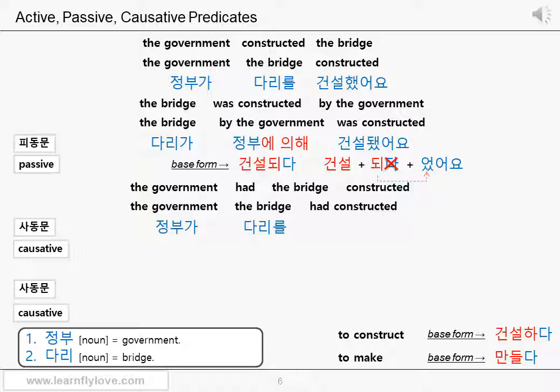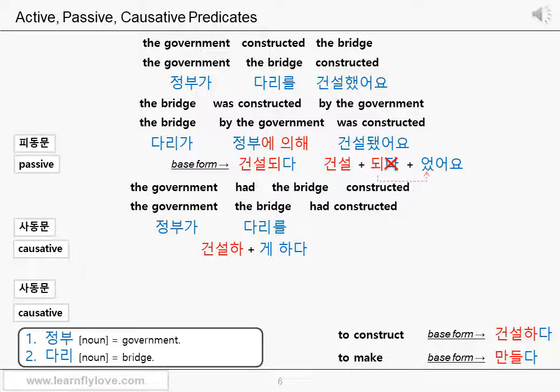다리를. Had something constructed. The base form of the verb construct is 건설하다 in Korean. 건설하 is the stem. When the base form of the verb has 하다 part, you always use 게 하다 to make a causative predicate. It's the only thing you can remember as a rule about the causative. Let's add 게 하다 to the stem 건설하. 건설하게 하다. It means you make someone construct something. 건설하게 하다 contains the meaning make someone construct.